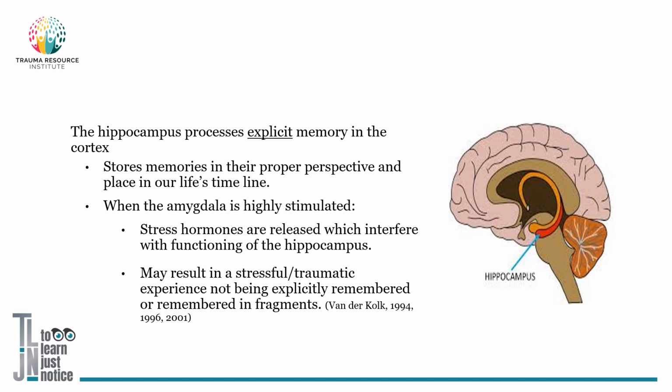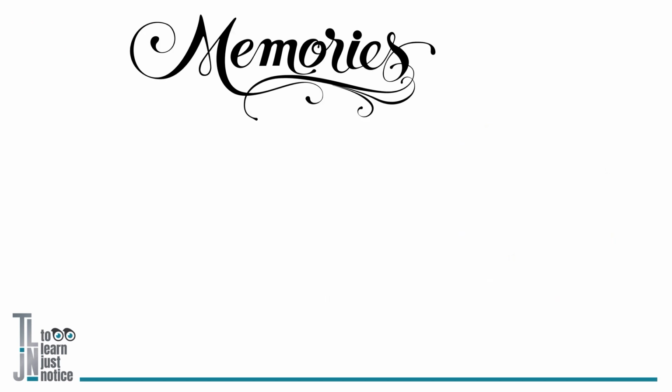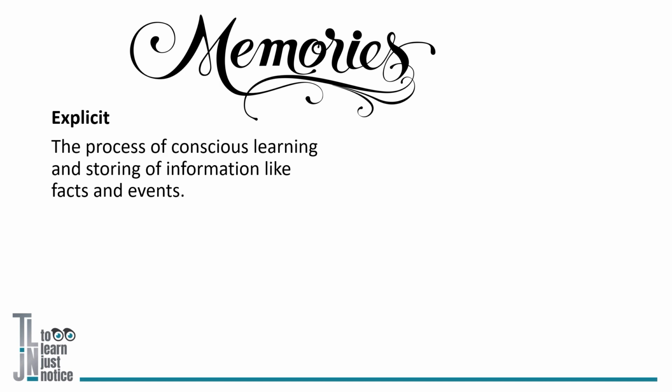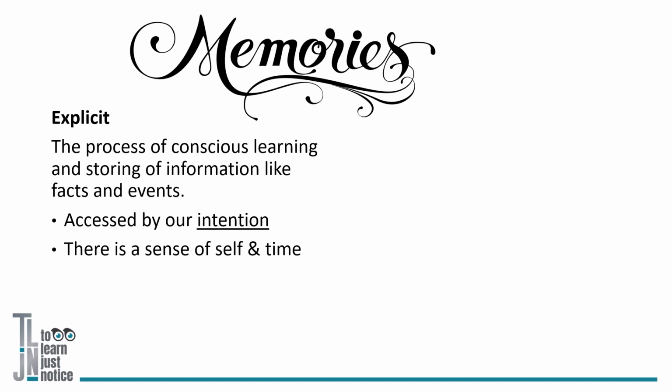and has an impact on memory. And so as we look and talk about memory, there are actually two types of memory. The first memory that we just mentioned is explicit memory. This is the process of consciously learning and storing information like facts and events. The best example I can give is riding a bike. It's accessed by our intention. If we've learned how to ride a bike, there is a sense of self and time that comes with the ability to process explicit memory, which develops between 18 and 24 months of age.